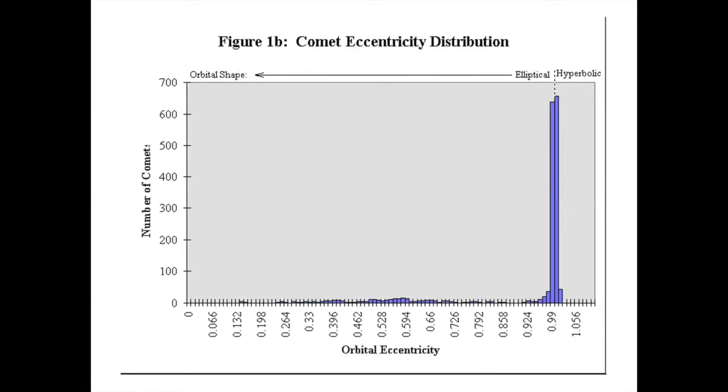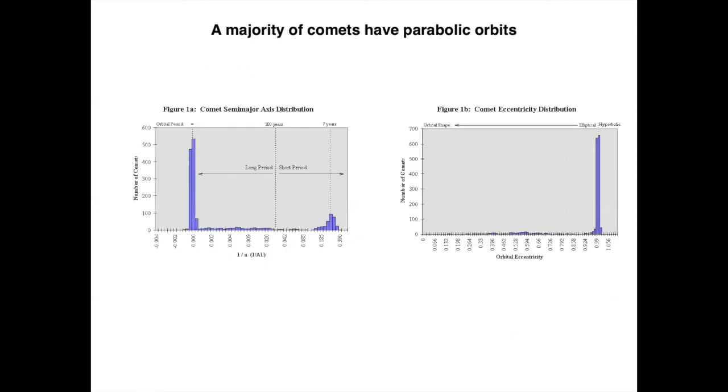And when you look at their eccentricities, they're very close. This peak here, the peak of the long period comets, it's very close to 1, so 0.99 eccentricity. That means that a majority of comets have parabolic orbits, infinite semi-major axis, and eccentricity equal to 1. If they have parabolic orbits, they're very weakly bound. Their energy is very close to 0.